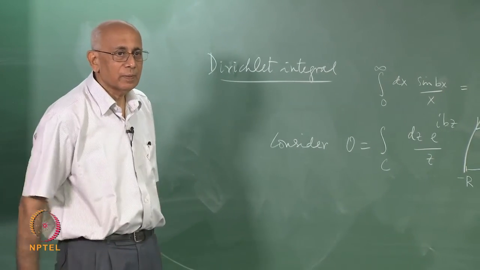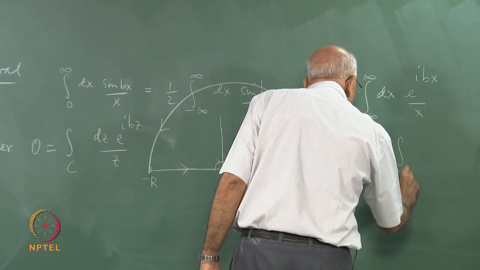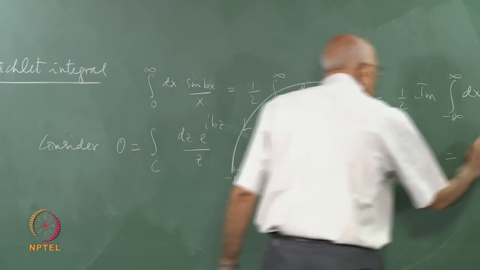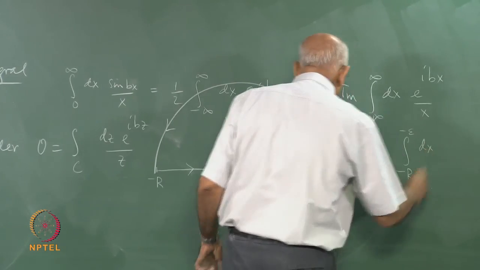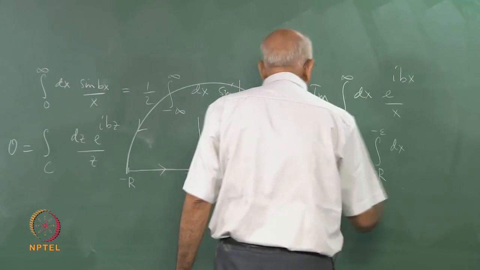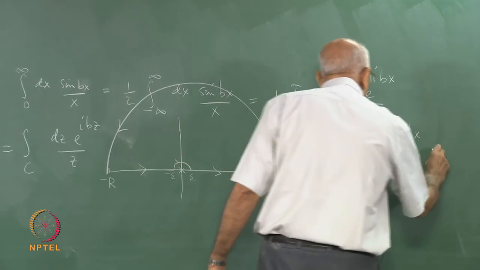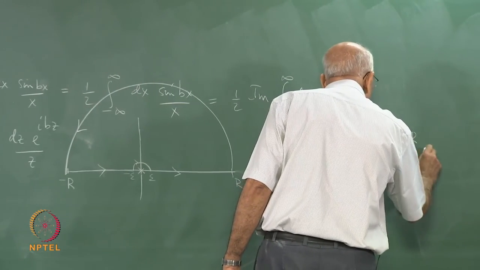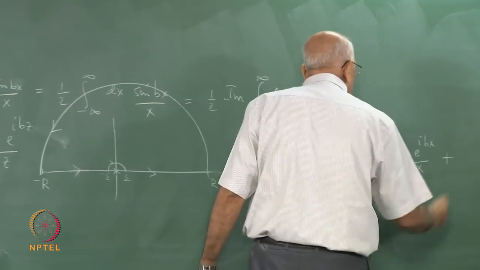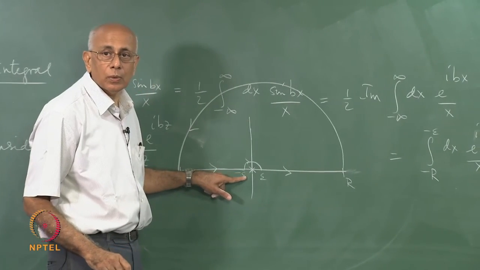So I start by saying 0 equal to this guy, and now I write this out piece by piece. This is equal to an integral from minus r to this point, so let us call it minus epsilon, dx, because remember on the real axis z is x, dz is dx, e to the I bx over x, plus an integral from epsilon to r dx e to the I bx over x, plus an integral from here to here around this contour.